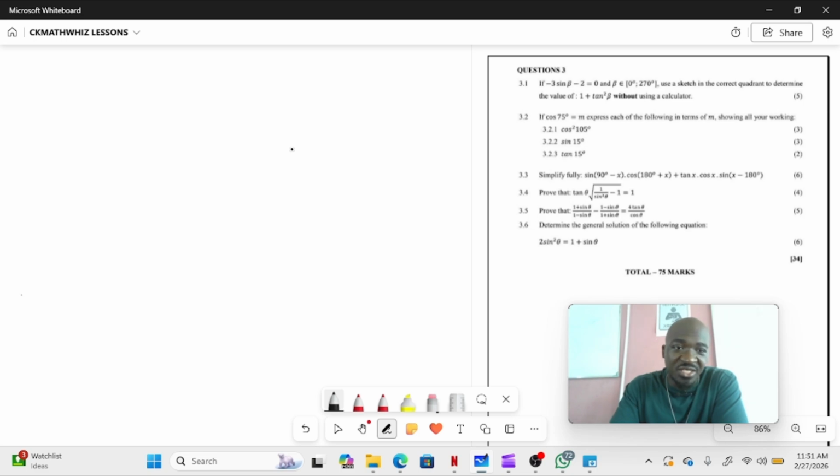the restriction. So that's the first question, in which it's going to be 3.1. Then 3.2, that is when we are supposed to express these three in terms of m. So that one is just going to require us to use the reduction formula. I hope you guys are already aware of reduction formula. Then moving forward, 3.3, that is when we're supposed to be able to change now.